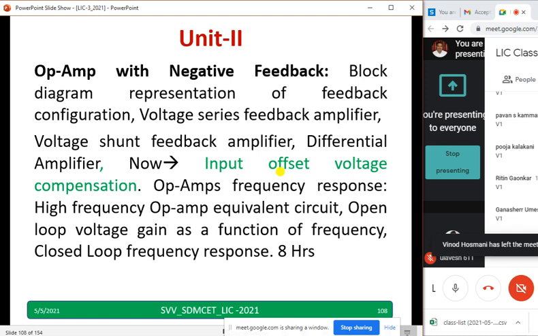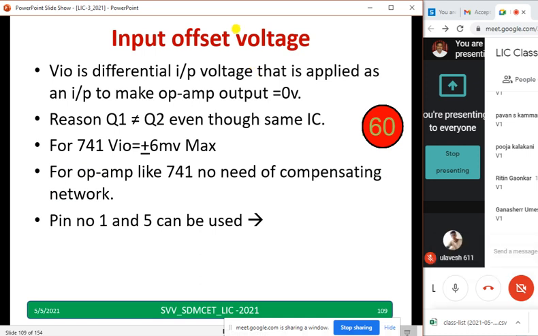Now we will discuss input offset voltage compensation. Input offset voltage we have discussed in the beginning. It will be there. Even though we are using the same IC, we have Q1 and Q2, two transistors in the same IC, sometimes they may not match. Because of that, some input offset voltage I have to give to make output equal to 0. What is that? For a 741, it is plus or minus 6 millivolts maximum. Sometimes I may have to give 1 millivolt plus or 1 millivolt minus to make output 0. In our lab, we will not do that. But in some specific application, if it is needed, we may do it.